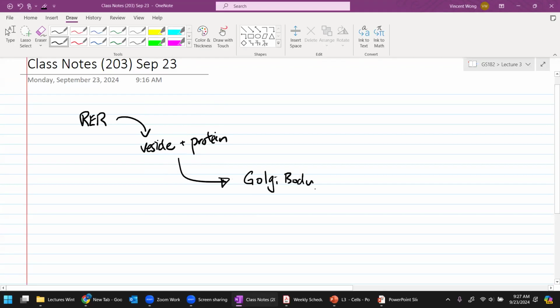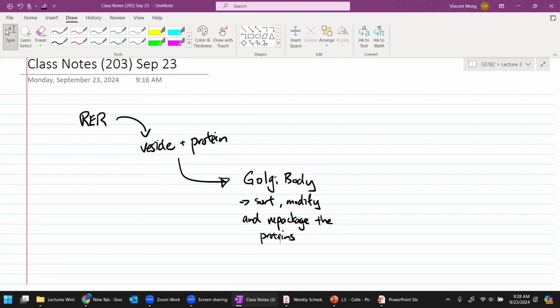That will be the Golgi body. Okay. And the Golgi body will sort, modify, and repackage the proteins. We wrote it all down last time. I'm just trying to refresh your memory here. And once you repackage the protein, then it could go to different locations, right? So I'm not going to rewrite it, but you should review it on your own.